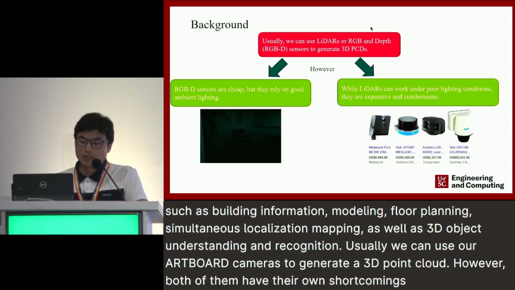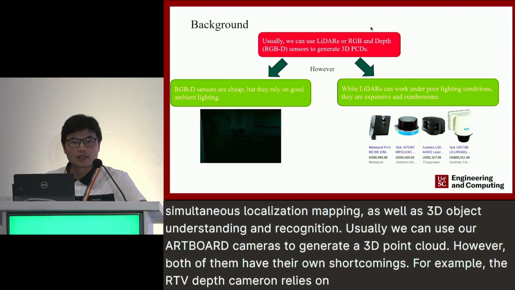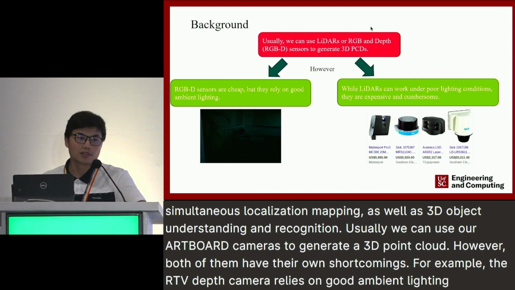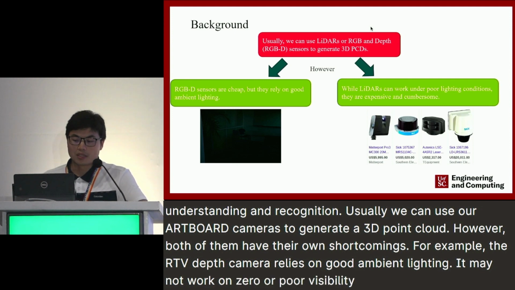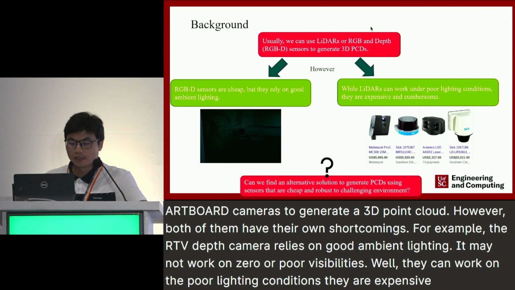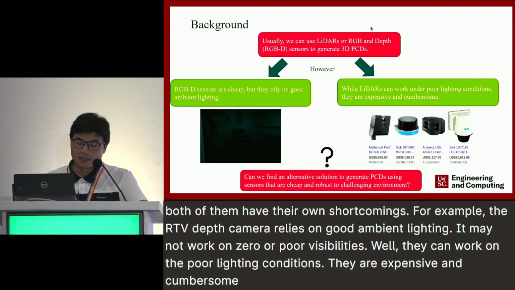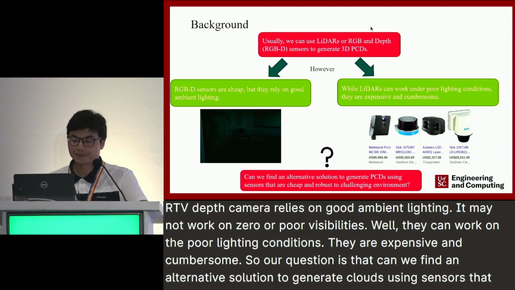For example, the RGB depth camera relies on good ambient lighting. It may not work in zero or poor visibility. While LiDAR can work under poor lighting conditions, it is expensive and cumbersome. So our question is, can we find an alternative solution to generate point clouds using sensors that are cheap and robust to challenging environments?